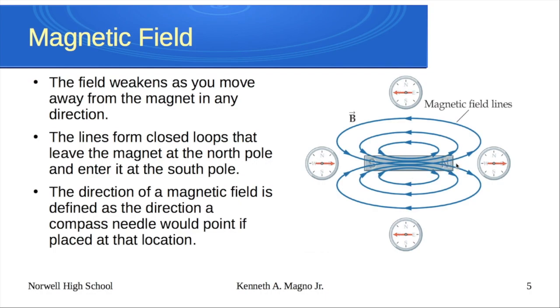The field always seems to leave the north pole and wrap around towards the south pole. Just like with an electric charge, we always seem to leave the positive and go towards the negative. It's like we always leave north, go towards south. And we're making these fully closed loops with the magnetic fields. And we define the direction, again, using a compass needle. How would a compass point at that particular point in space, and how strongly does it want to point that way? That tells us the magnetic field's direction.